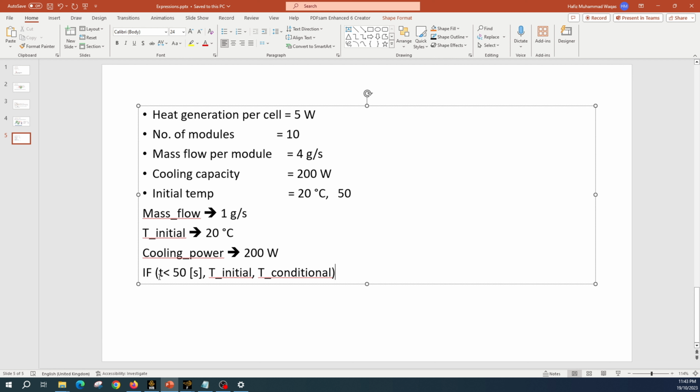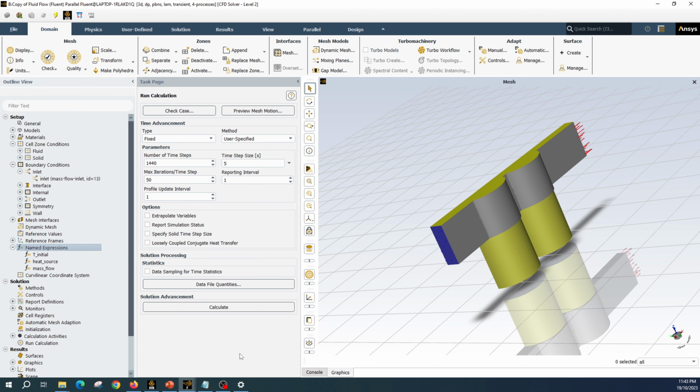So what we are saying, if time is less than 50 seconds, in Fluent t is the internal variable Fluent recognizes as flow time. So it will check time after every time step and will compare with this 50 second. If this condition is true, it will use this one. If this condition is false, it will use this one. T initial we have already defined 20 degree. So that's how we will define this one. So let's put it over there.